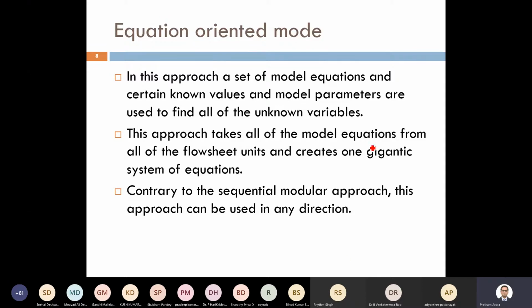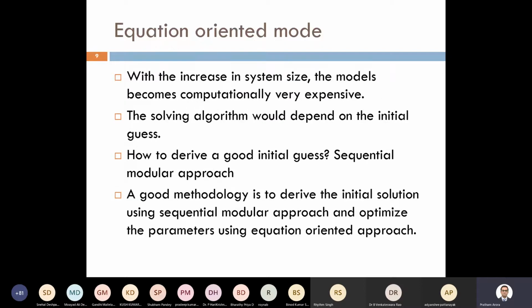And also this kind of system would depend upon the initial values. And how are you going to get the initial values? So one approach that people are now taking is a sequential modular approach to get the initial values, and then go to the equation-oriented approach, because this is much faster. But again, this is computationally expensive when the system size increases.